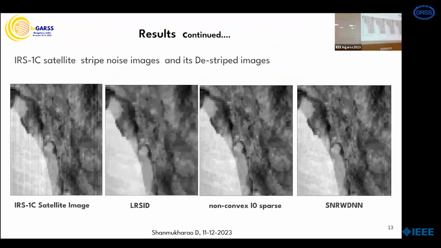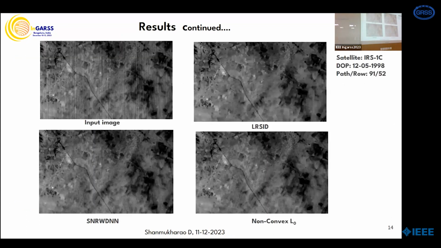And then these are the real-time stripe noise images, which I have taken from IRS-1C data, and applied the methods to. Here we can clearly see that some features are being smoothed, and these two are performing in almost a similar way. This is one more image, and clearly you can see that the stripes are effectively removed.